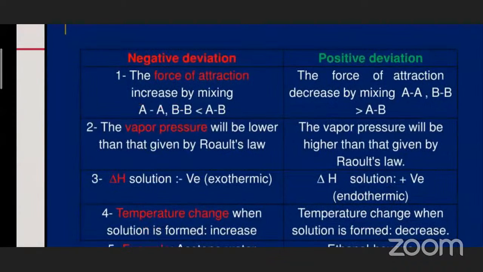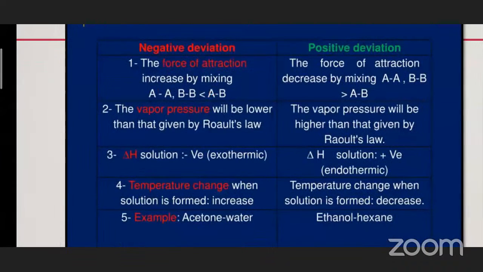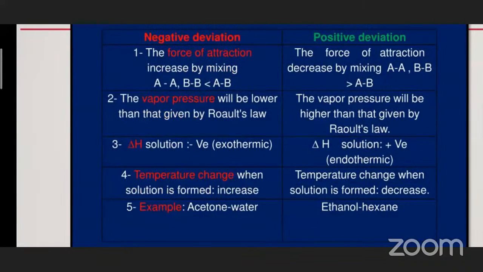The force of attraction increases by mixing A and B. So what happens? See here. Again, A is the solute, B is the solvent. When we are mixing A and B, we are getting an AB mixture. So here the interaction between A and B is more. After we are mixing, the force of attraction increases. So this AB will tend to stay in the solution form itself.